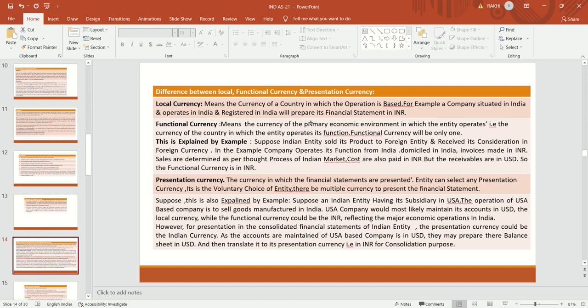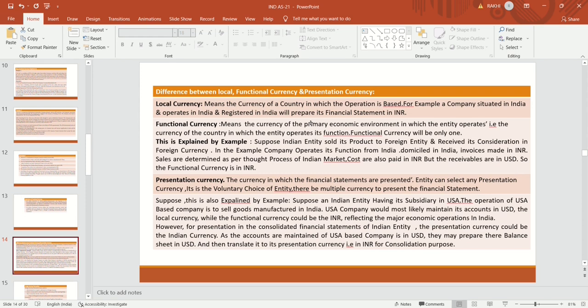In the example, the company operates from India, is domiciled in India, and invoices are made in INR. Sales are determined as per the thought process of the Indian market. Costs are also paid in INR, but the receivables are in USD. So USD is the foreign currency for the Indian company. So the functional currency of the Indian entity is INR, and USD is the foreign currency. Foreign currency is that currency which is other than the functional currency, meaning foreign currency is always different from functional currency.